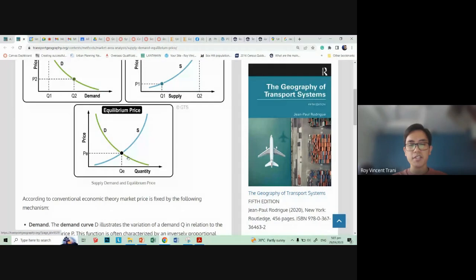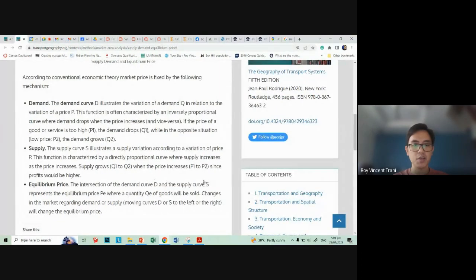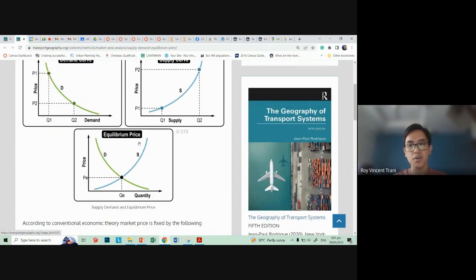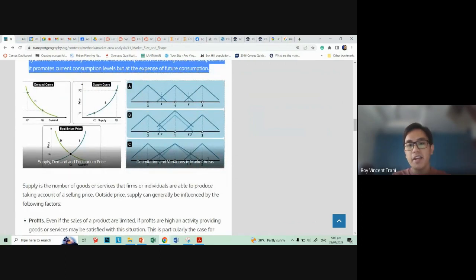What determines the price of a specific good, or product, is a combination of the demand for that good and the supply of that good. The intersection of the demand curve and the supply curve represents the equilibrium price, PE, where quantity QE of goods will be sold. Changes in the market regarding demand and supply, moving the D and S curves left or right, will change the equilibrium price. There are a lot of economic factors that can change demand and supply, but for the purposes of locating a market area, we are looking for that equilibrium price range where demand and supply intersect. Okay, the next item is delimitation and variations in market areas.